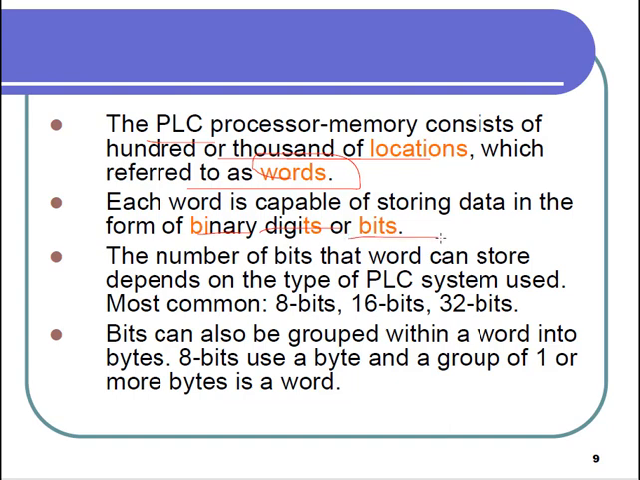Basically, the PLC processor memory keeps hundreds or thousands of locations, each referred to as a particular word. The number of bits that a word can store depends on the type of PLC system used. Most common is 8 bits, 16 bits, or 32 bits. Bits can also be grouped within a word into a byte. So when you combine bits, it will become a byte. 8 bits make a byte, and a group of 1 or more bytes is a word.